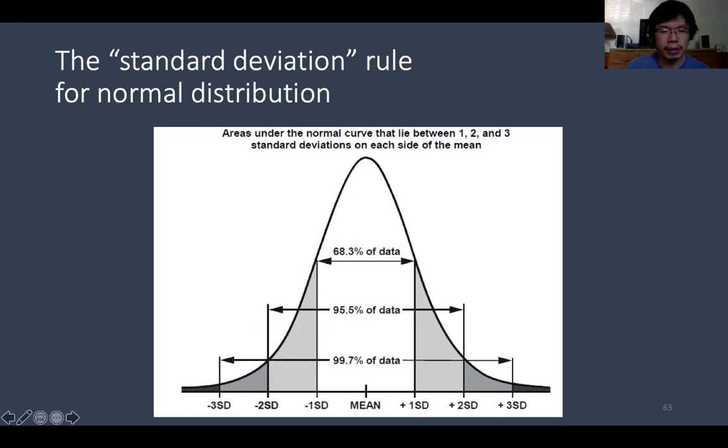95.5% of the data was within two standard deviations, and 99.7% of the data falls within three standard deviations above and below the mean, okay? And I should, of course, just mention that this is a symmetrical distribution, okay? Symmetrical around the mean.